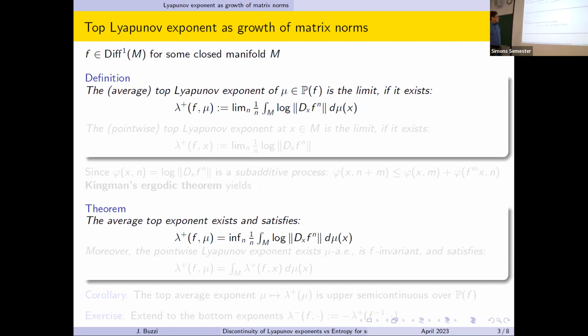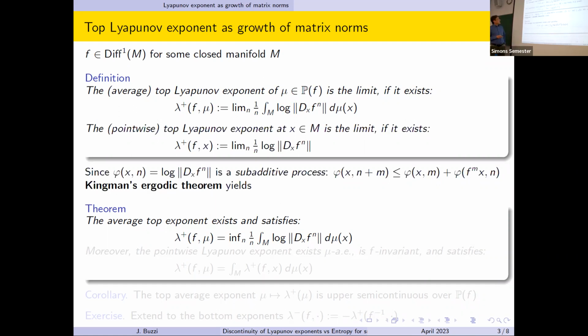Anyway. So, definition. Here we only need C1, and for this part we could be in higher dimension. We don't care. We are compact, boundaryless. So the average top Lyapunov exponent of an invariant measure is the following limit, where you take the norm of the differential of the n-th iterate. You take the log, you average, you divide by n, and you try to find a limit. If this limit exists, you call this the average top Lyapunov exponent, or just the top Lyapunov exponent of a measure.